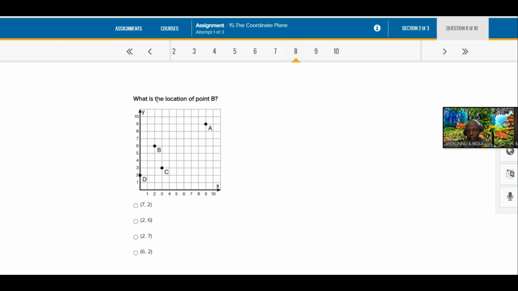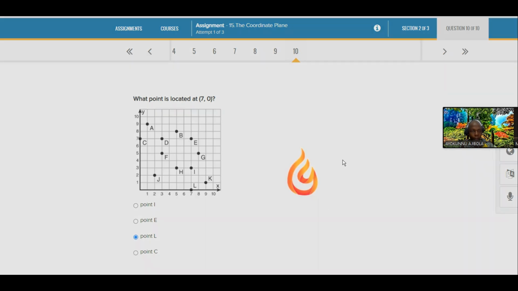Please focus on this. The location of point B is 2, comma 6. Then the location of 1, comma 9 is point A here. And the last question, 7, comma 0 is what? Check it for me. 7, 0, that should be L, right? Is that clear?